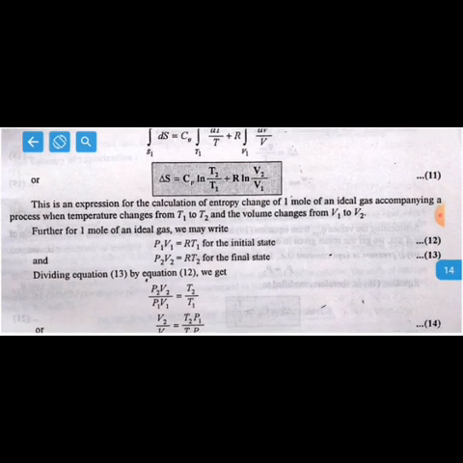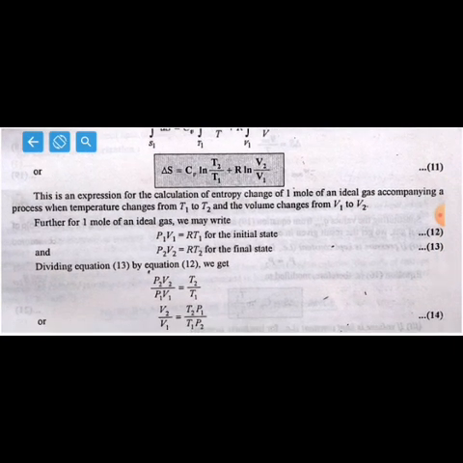This is an expression for the calculation of entropy change of 1 mole of an ideal gas accompanying a process when temperature changes from T1 to T2 and the volume changes from V1 to V2. Further, for 1 mole of an ideal gas, we may write P1 V1 is equal to RT1 for the initial state, that is equation 12, and P2 V2 is equal to RT2 for the final state, that is equation 13. Dividing equation 13 by equation 12, we get P2 V2 divided by P1 V1 is equal to T2 by T1, or V2 by V1 is equal to T2 P1 divided by T1 P2.